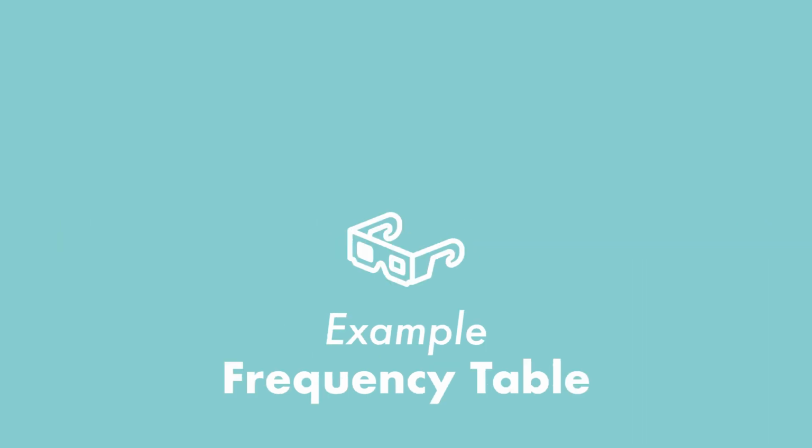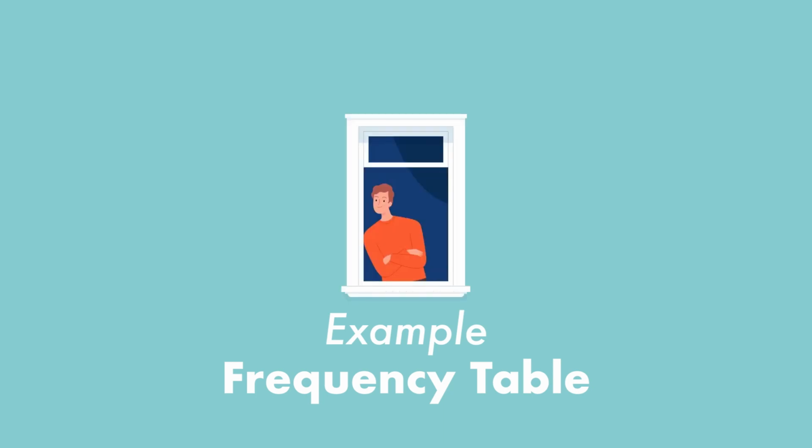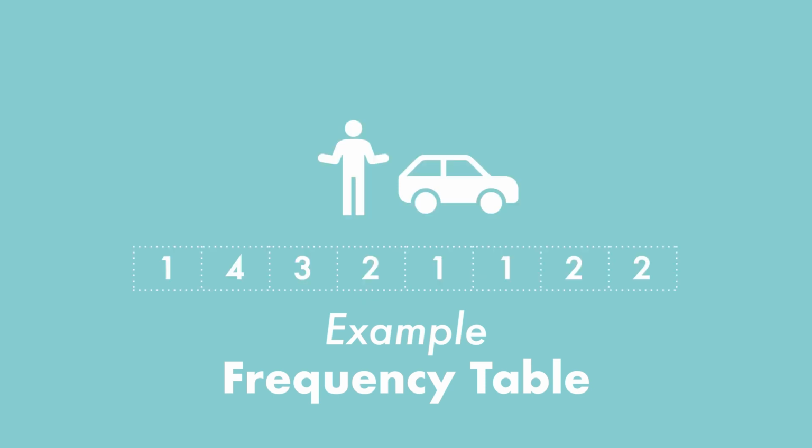Let us see an example. John lives in a not-so-busy street, and his son likes to count the number of passengers in the cars passing by. In 1 hour, he annotated the following values. Let us represent this data in a frequency table and find out the frequency distribution of the data.